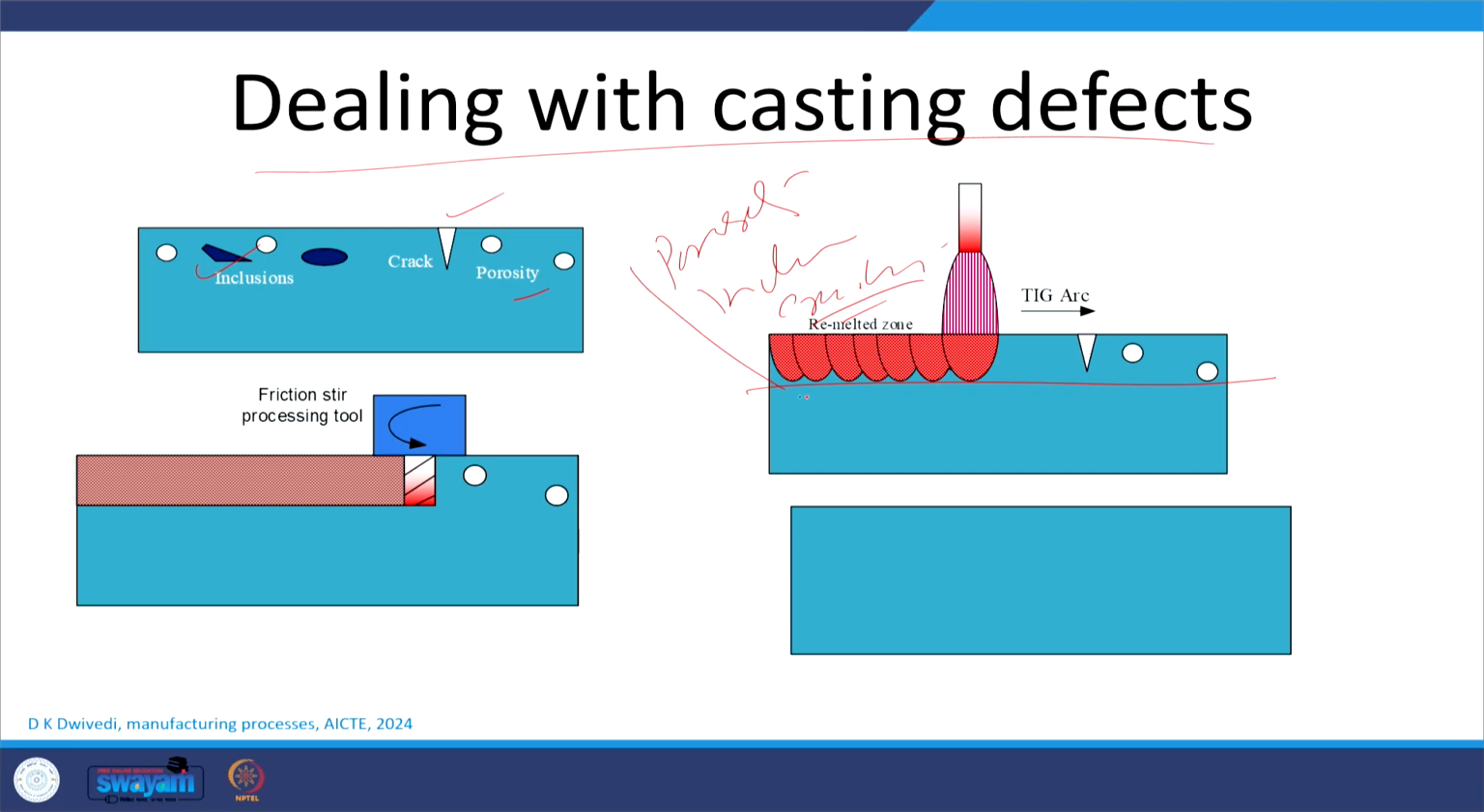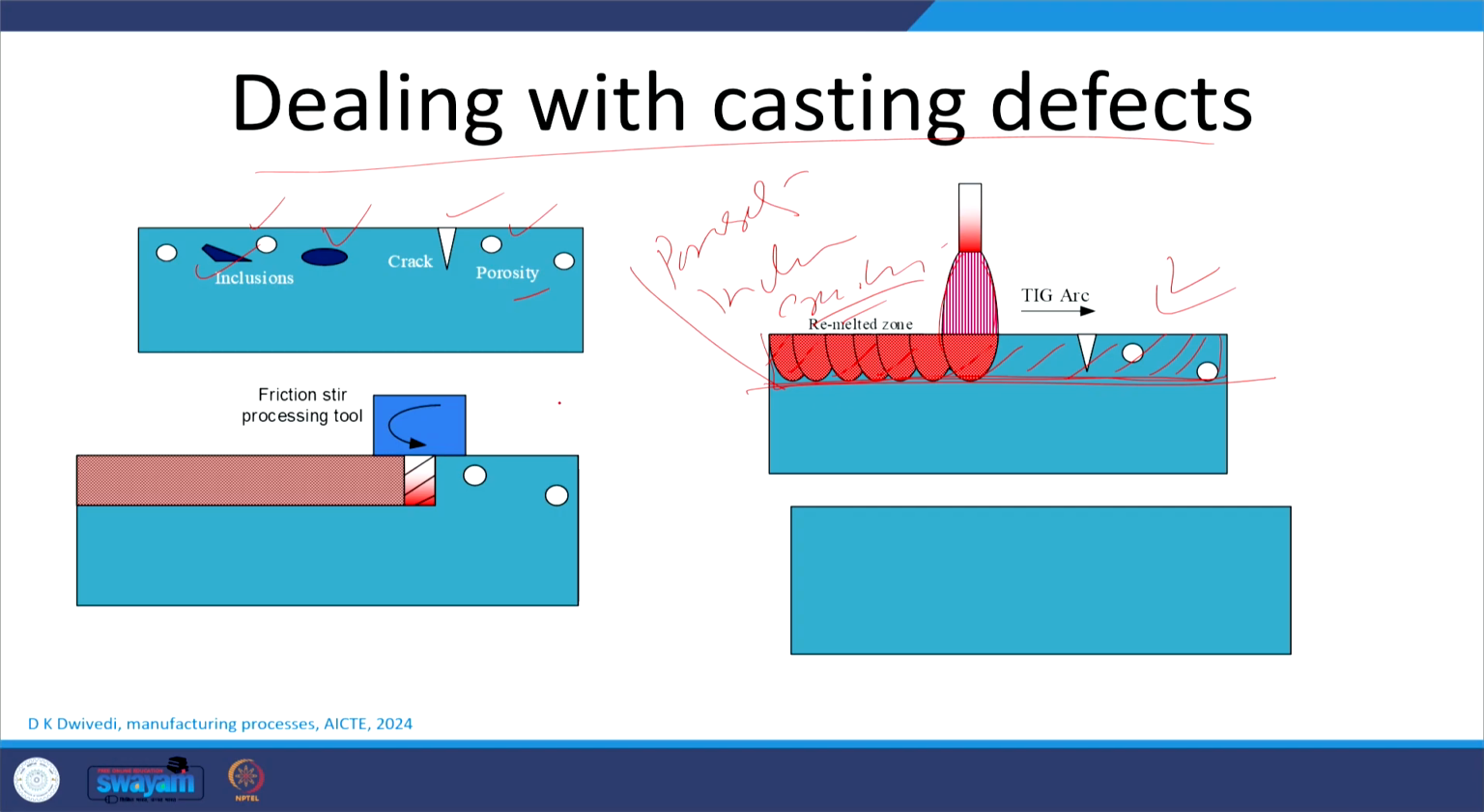What we can do is use a suitable heat source like a TIG arc to melt up to a certain depth. Melting the thin layer of the casting surface will help to remove all these inclusions, porosity and cracks, and thereafter on resolidification we will get a sound surface or near surface regions wherever the remelting has taken place.